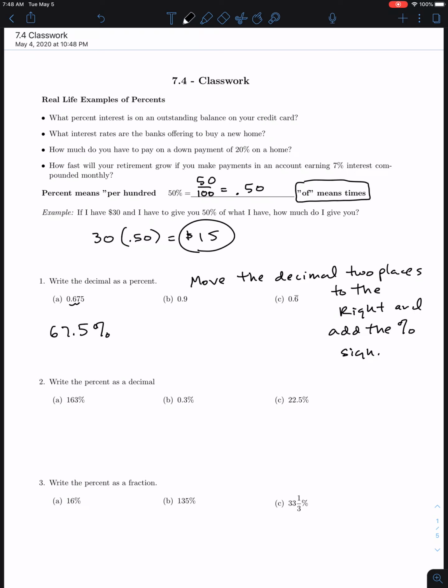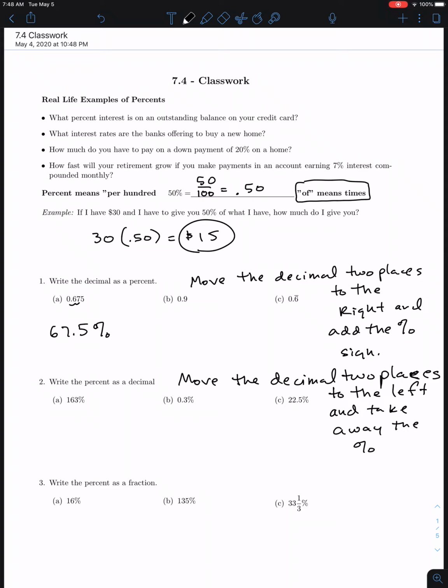So for 2, what we want to do is work backwards, write the percent as a decimal. So we want to do the opposite operation. In this case, we want to move the decimal 2 places to the left and take away the percent sign.